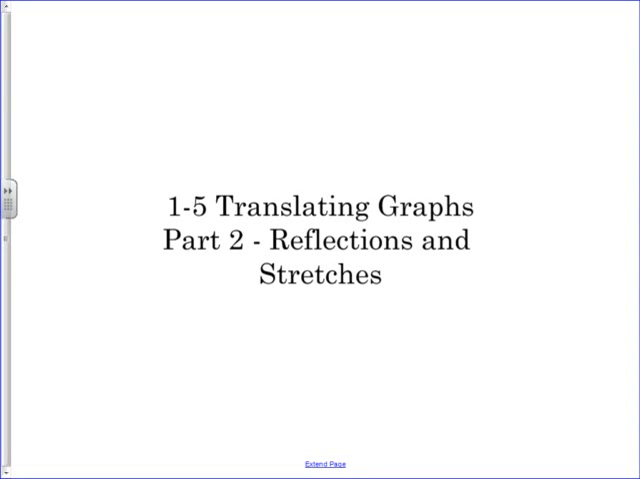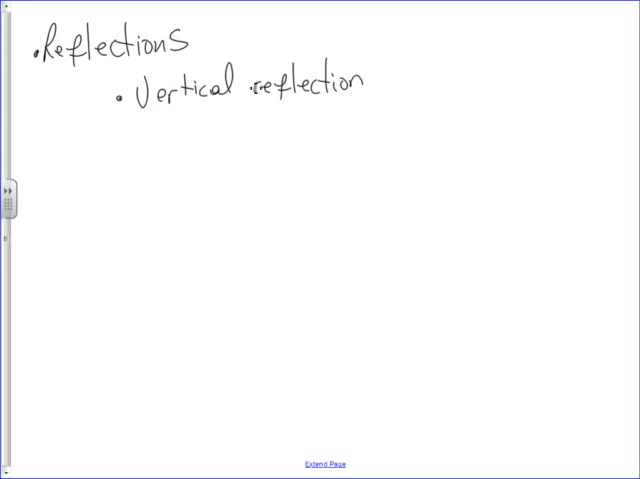1-5, Translating Graphs, Part 2, Reflections and Stretches. Alright, so now, there's two types of reflections of graphs. The first type we're going to go over is vertical reflections, which is the reflection over the x-axis. So it's x-axis reflection.